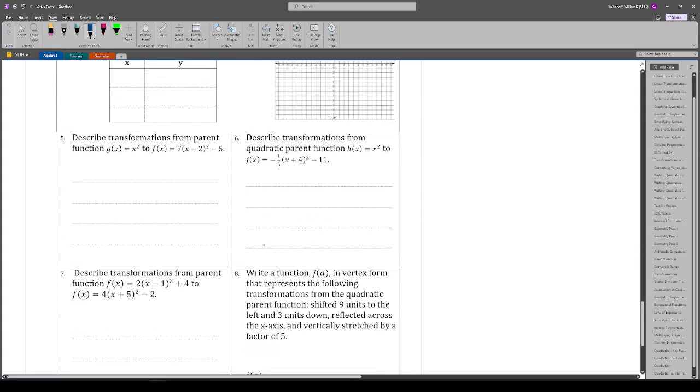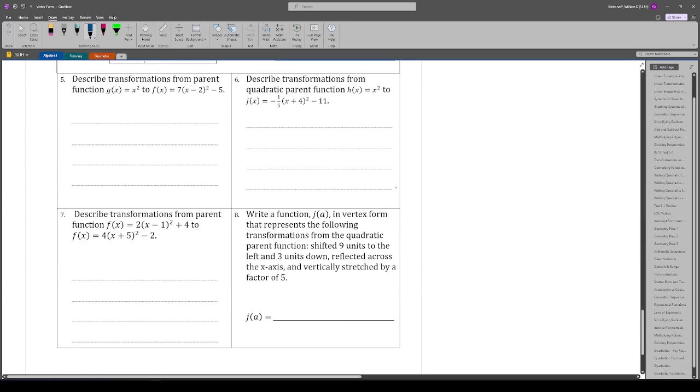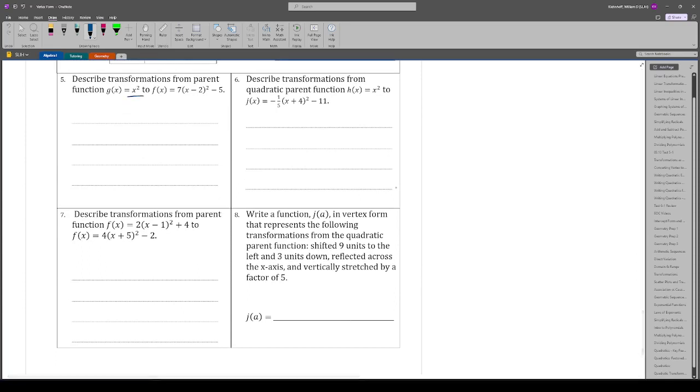And then our one down here, our transformations, we can list them out. So this, from the parent function, we have an a of 7, so that's a. This is -h, and this is k. So that means we have a vertical stretch by 7. We have a shift to the right by 2, and a shift down by 5. And that's that. So that's where we'll wrap up notes for today.